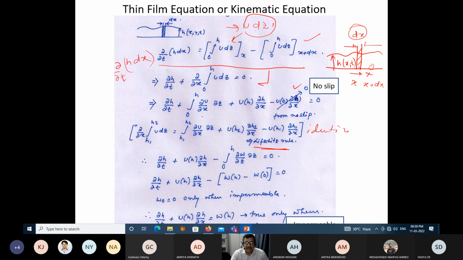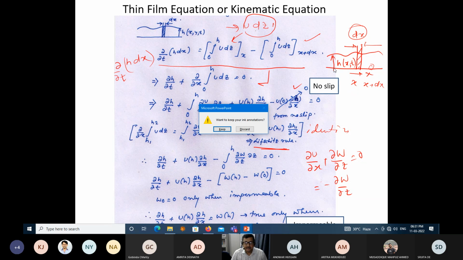And then you have del u by del x into del z. Del u by del x is what? From continuity, del u by del x plus del w by del z is equal to 0. So you can write del u by del x equal to minus del w by del z. So you replace this del u by del x with minus del w by del z. Del z goes, so this becomes w_h minus w_0. Now w_0 is equal to 0 because of the impermeability condition.